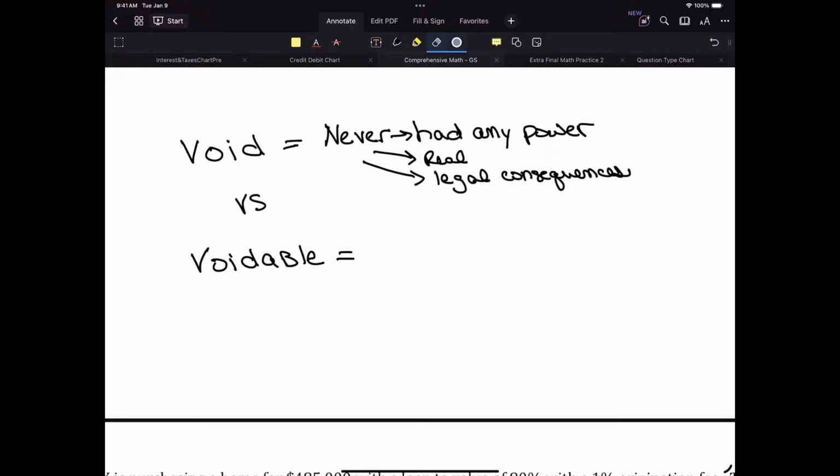But it never had any legal consequences. Let's say you had 2 6-year-olds sign a contract. Was it ever really a contract? No, they're 6. Neither of them can make legal binding promises for anything. It would be a void. I think void contract is the wrong word because it was never a contract. It tried to be a contract, but it had no effect whatsoever. That is something that's void.